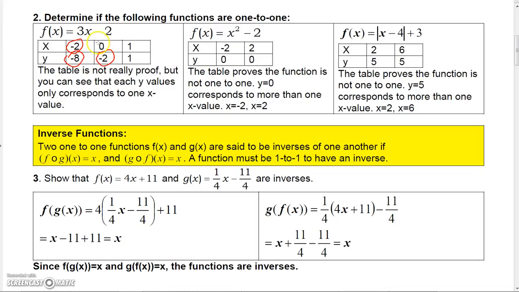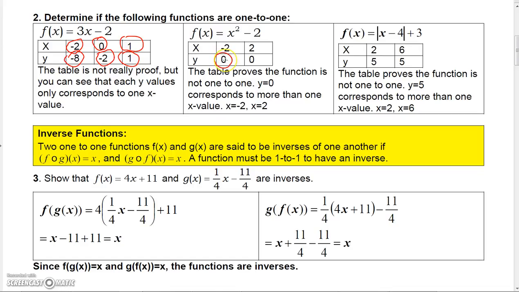If y is negative 2, it leads to 1, and it leads to 0, and if y is 1, it leads to x equal 1. But these other two cases, you can clearly find a y value that corresponds to two different x values.